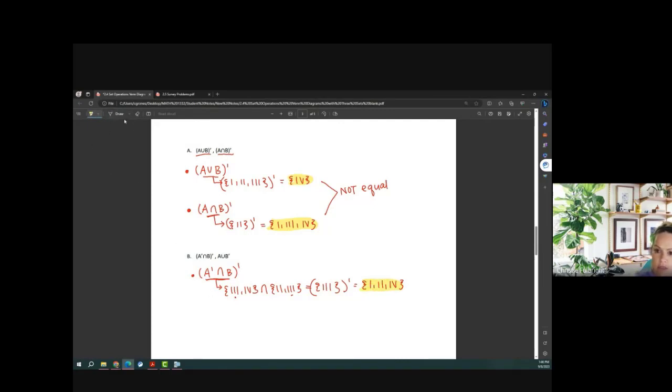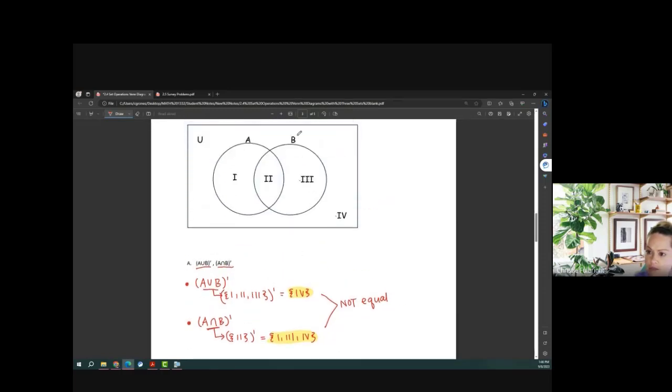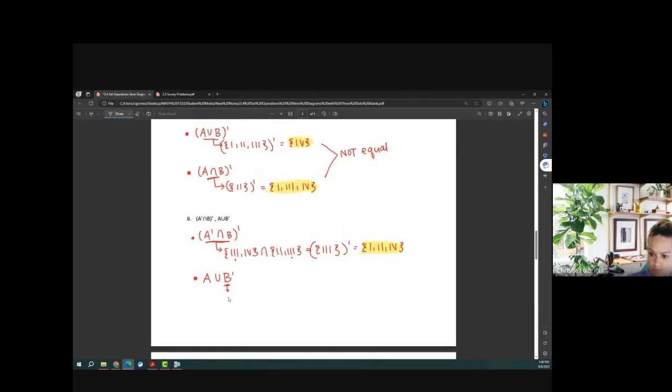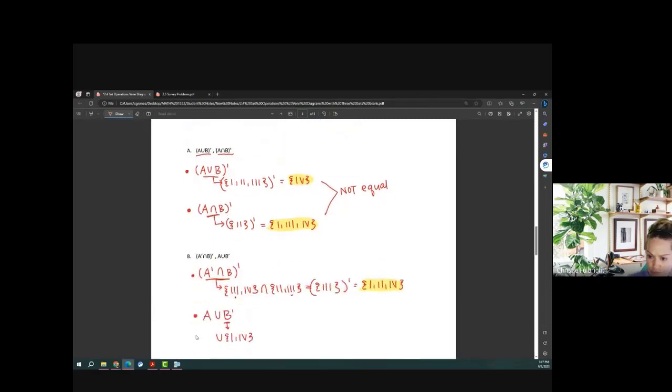And now we can do the second, which is the union of A and the complement of B. So that complement of B, what is not in B, is 1 and 4. And we are going to union that with A, which is 1 and 2. And when we union, we join everything together. So we get 1, 2, and 4. So we are comparing that to our first set. And it looks like these two are equal.